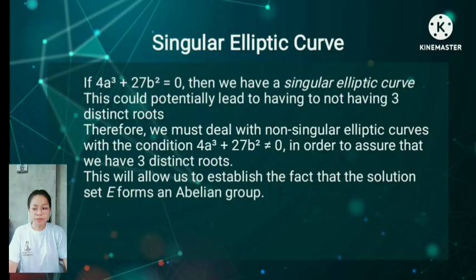Singular elliptic curve. If 4a³ + 27b² is equal to 0, then we have a singular elliptic curve. This could potentially lead to not having three distinct roots. Therefore, we must deal with a non-singular elliptic curve, with the condition 4a³ + 27b² is not equal to 0, in order to assure that we have three distinct roots. This will allow us to establish the fact that the solution set E forms an abelian group.